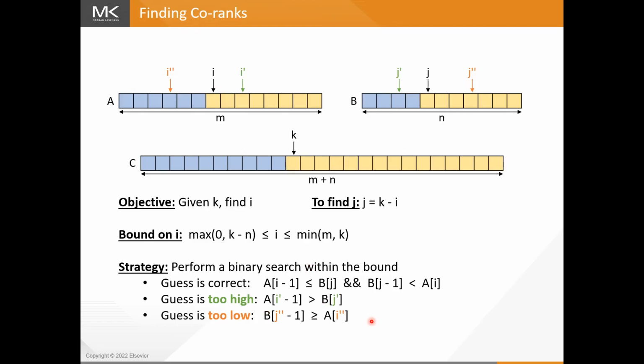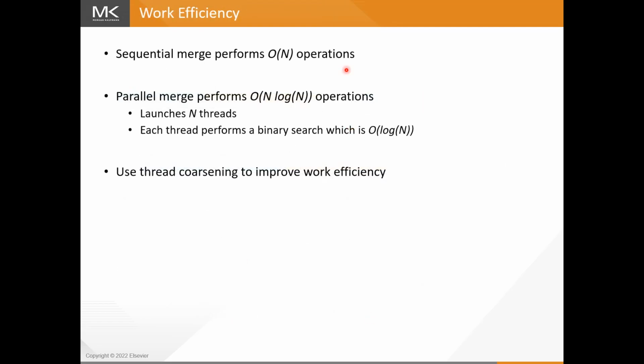After that, we observed that this approach is not very work efficient, because a sequential merge does O of n operations, whereas this parallel merge approach does O of n log n, because we have n threads assigned to n elements, and then each thread is doing a binary search which takes log n operations.